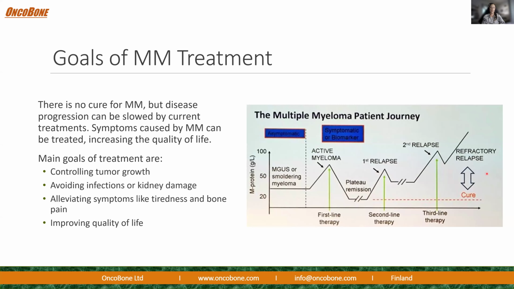As multiple myeloma is incurable, the main goal of the current treatment is to try to control tumor growth, to make the disease progress as slowly as possible, and also to avoid infections and kidney damage that I mentioned earlier.